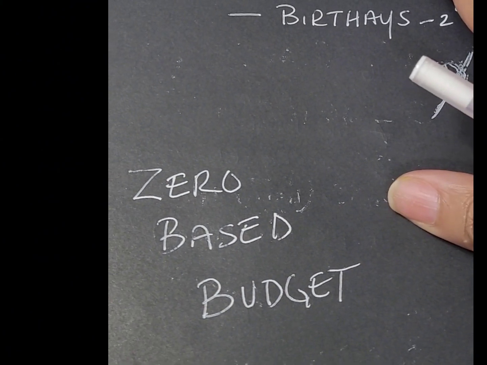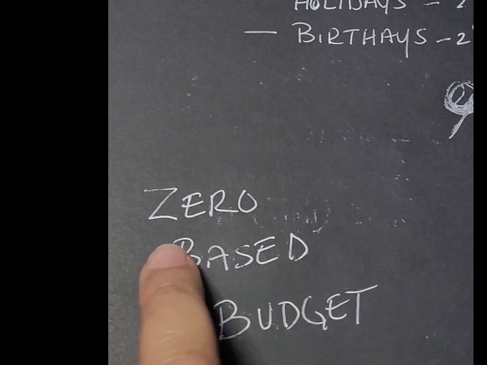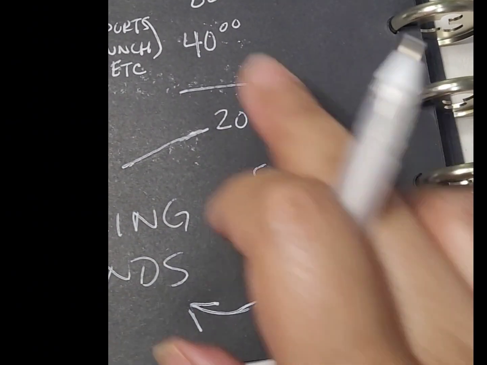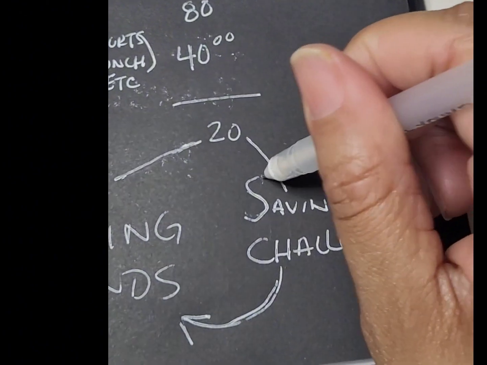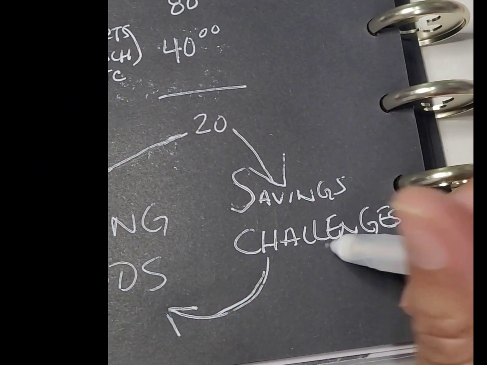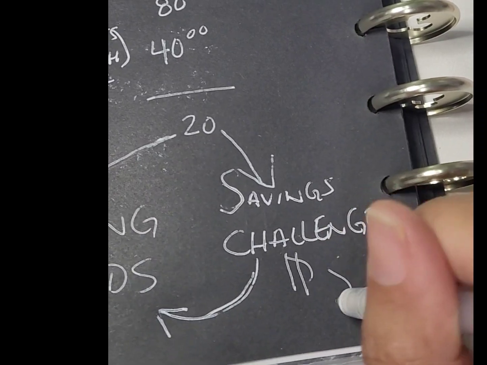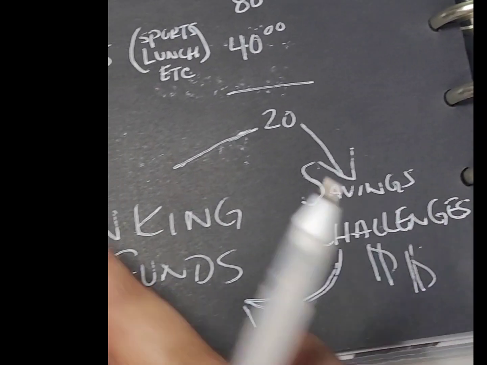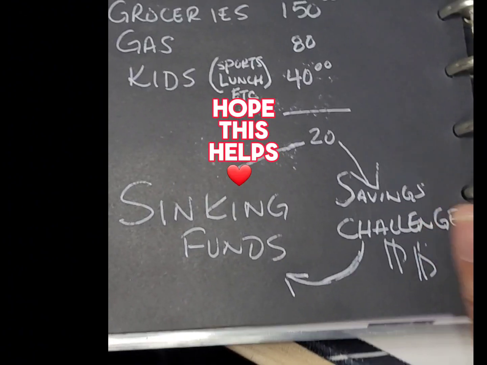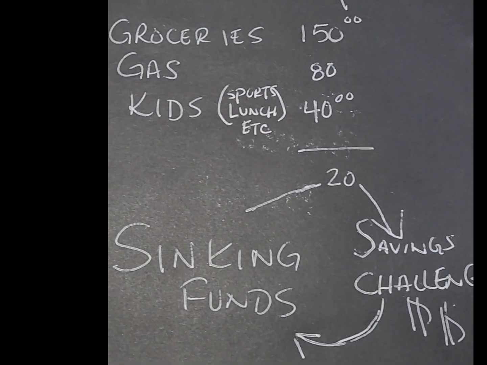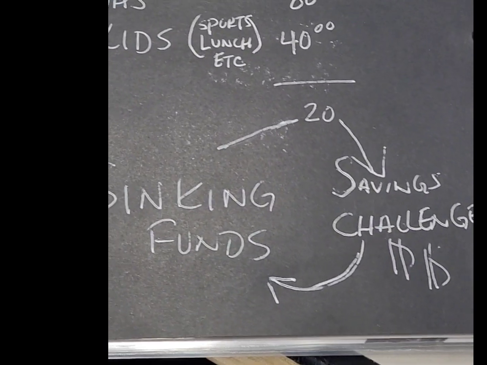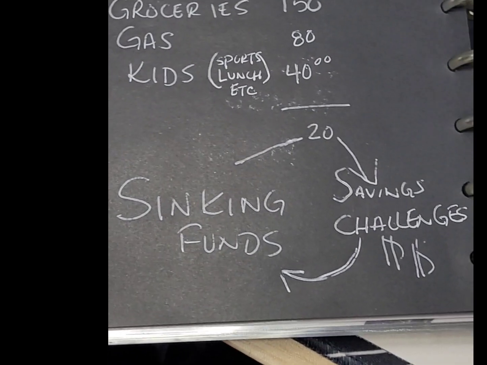So I would not go straight to my sinking funds. What I would do is take the $20 and use it towards savings challenges. And once my savings challenges add up, I will move that money into my sinking funds and split it up accordingly. But that is how I do my budget. I'm just here to give people ideas. If you don't have an idea of how to set up a budget, that is how I set up my budget. I use a zero-based budget.